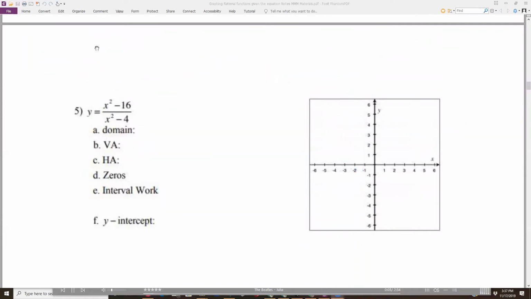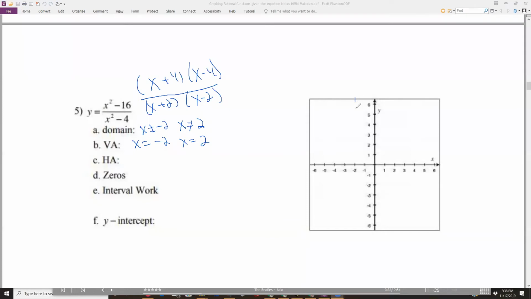So here, let's do some factoring again. x plus 4 times x minus 4, because it's a difference of two squares. And in the denominator, I'm going to get x plus 2 times x minus 2, another difference of two squares. I don't see any common factors, so the domain doesn't include -2, and the domain doesn't include +2. That tells me there's a vertical asymptote at -2 and a vertical asymptote at 2.